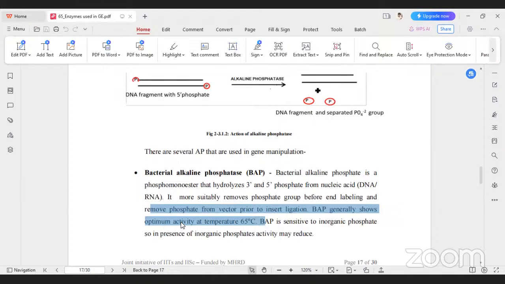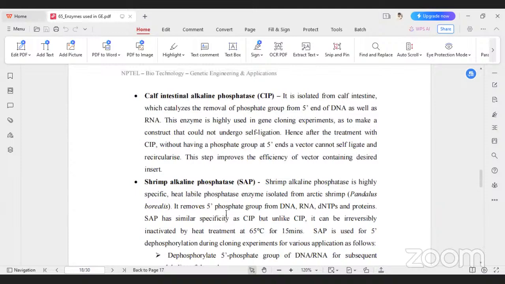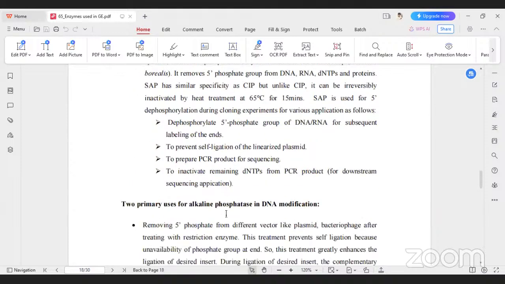This generally shows the optimum activity at a temperature of 25 degrees centigrade. If you increase that, it can easily denature. Bacterial alkaline phosphatase is sensitive to inorganic phosphate. The presence of inorganic phosphate may reduce activity. Shrimp alkaline phosphatase is not given in our syllabus also.